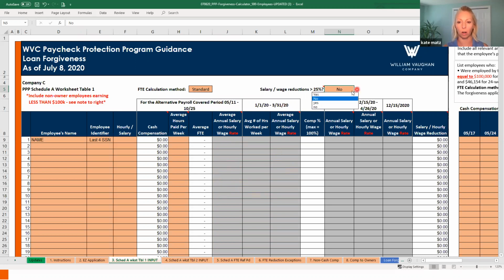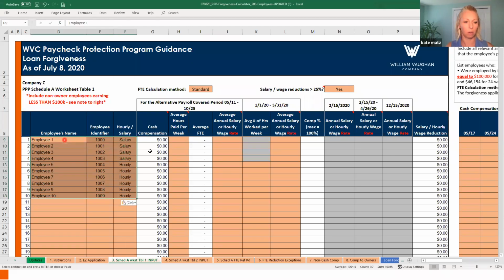In our case, our fact pattern said that we did have some that were more than 25%, so we'll leave that as yes. So we're going to come down here and start plugging in our information employee by employee. I've got a cheat sheet over here where I'm going to do some copying and pasting so you guys don't have to get bored watching me type. So I plugged in here 10 employees, their identifiers, and then if they're salary or hourly.